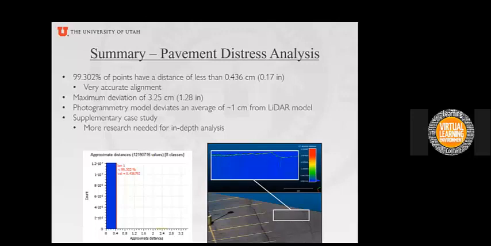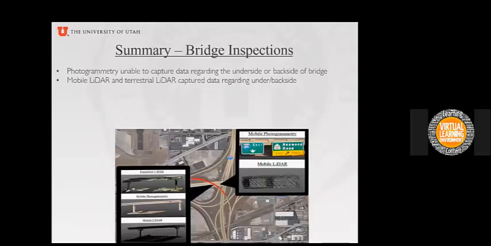And our bridge inspections. So photogrammetry couldn't capture anything regarding the underside or backside of the bridge because of the camera angle, but mobile LiDAR and terrestrial LiDAR did. The mobile LiDAR only deviated about 1.29% from terrestrial LiDAR, which is pretty impressive because terrestrial LiDAR tends to be a very accurate technology because it's stationary, you're not moving. But the mobile LiDAR was very close to what the terrestrial LiDAR models were providing.